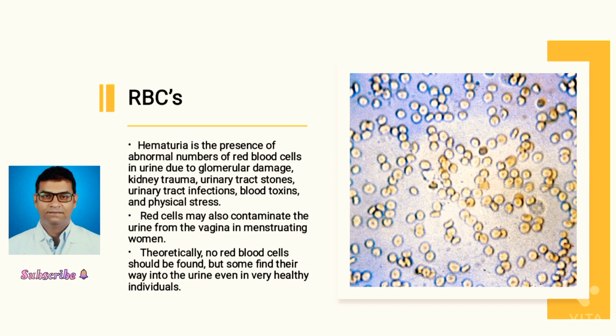Hematuria is the presence of an abnormal number of red blood cells in urine due to glomerular damage, kidney trauma, urinary tract stones, urinary tract infections, blood toxins, and also physical stress. Red cells may also contaminate the urine from the vagina in menstruating women. Theoretically, there should be no red blood cells, but a few find their way into the urine even in very healthy individuals. So 0 to 5 per high power field is normal as per the studies.